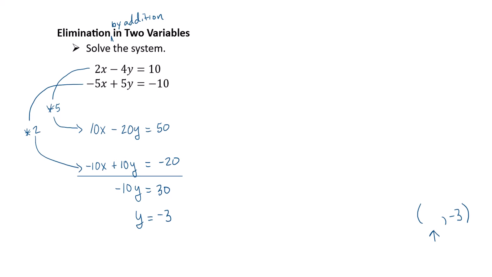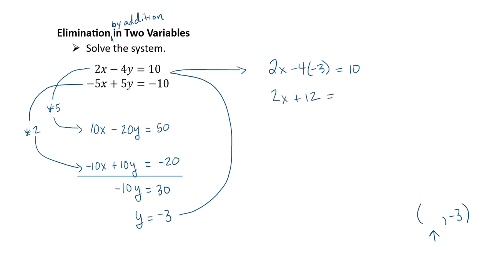So now that we have the y, we can pick that up and use it just by substituting into either one of the equations. So I have 2x minus 4 times negative 3 equals 10. This makes 2x plus 12 equals 10. 2x equals negative 2 and x equals negative 1. So my coordinate, the solution, is going to be negative 1, negative 3.